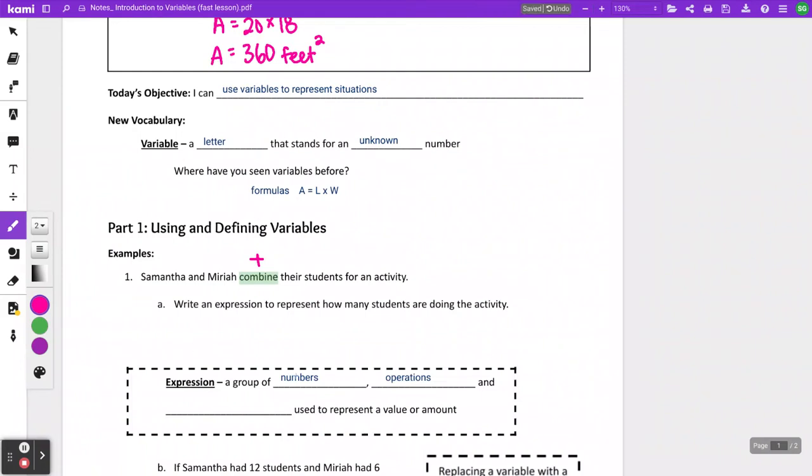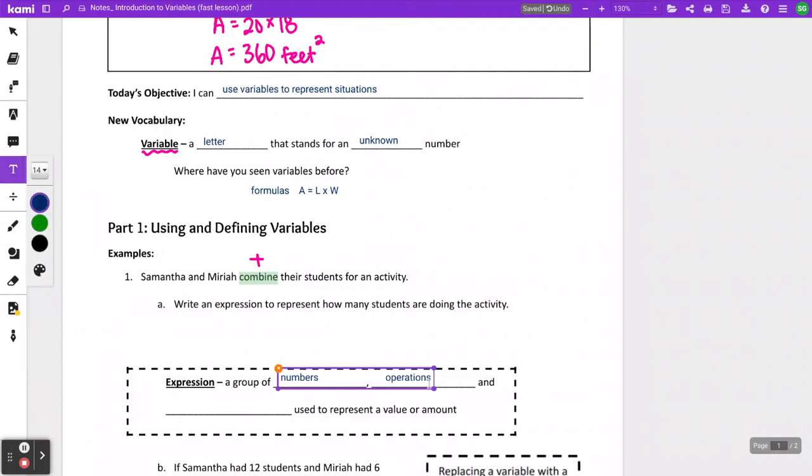Now, the problem is, like we said, I don't have numbers. It's not like I said Samantha has 10 students and Mariah has 5 students. That would be really nice because if I did give you numbers, then we would know to find that total, I'm just doing 10 plus 5. But here, we don't have numbers. So this is where this new word here is going to be helpful.